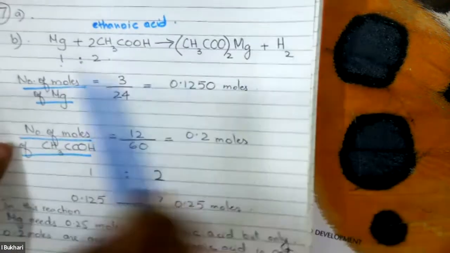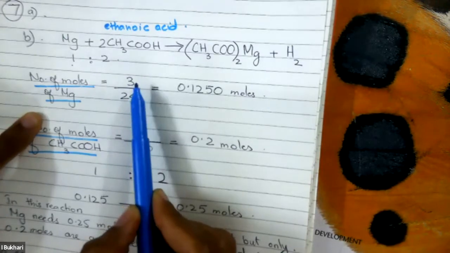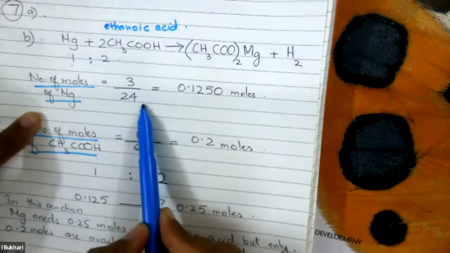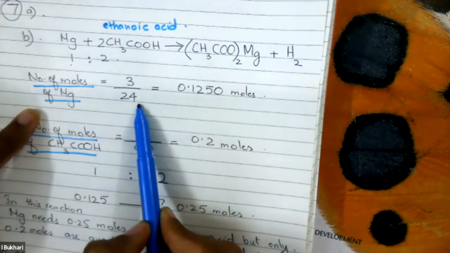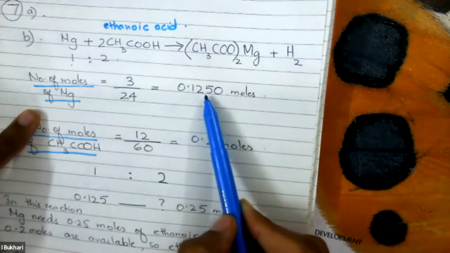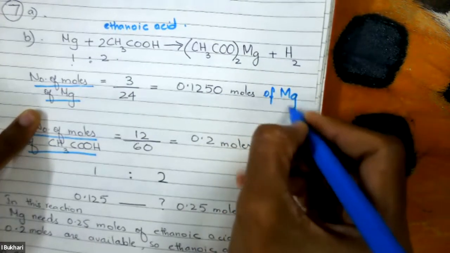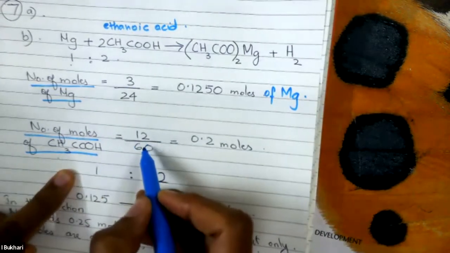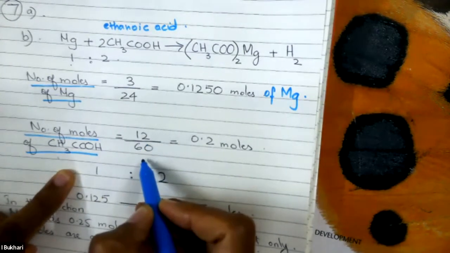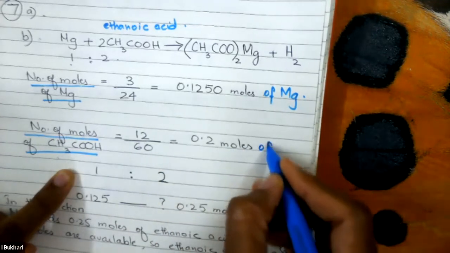Number of moles of magnesium: the mass they have told us in the question is 3 divided by its atomic mass, which is 24. So we get 0.125 moles of magnesium. Number of moles of ethanoic acid: again, mass is given in the question, 12 divided by its relative formula mass, which is 60 grams. We get 0.2 moles of ethanoic acid.